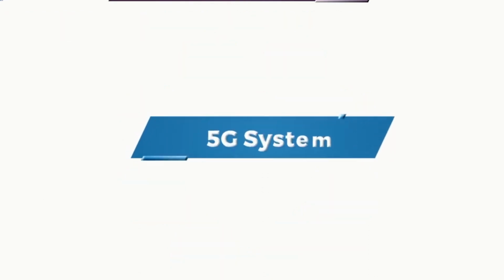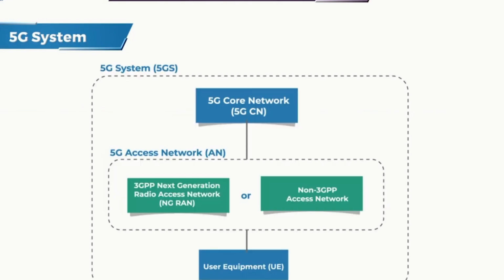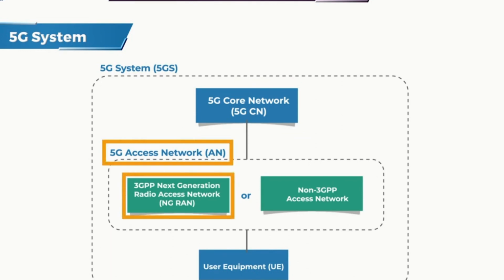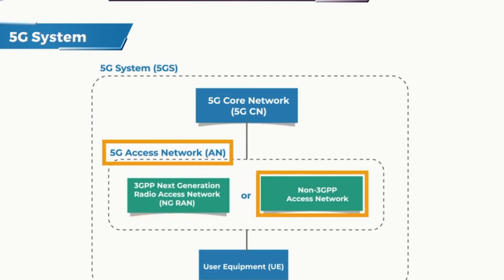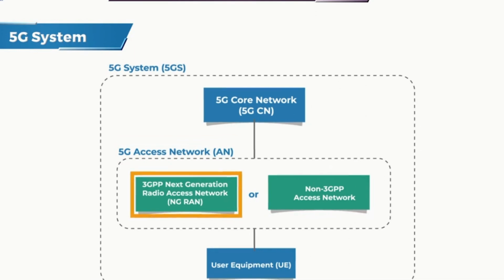Our next topic is 5G systems. The 5G system includes the 5G core network, the 5G access network, and the user equipment. Here the figure on the screen illustrates these components belonging to the 5G system. The 5G core network provides connectivity to the internet and to application servers. The 5G access network can be a 3GPP next generation radio access network or a non-3GPP access network. A 3GPP next generation radio access network can be based upon any of the following options.